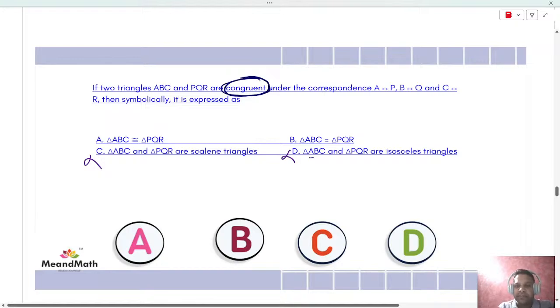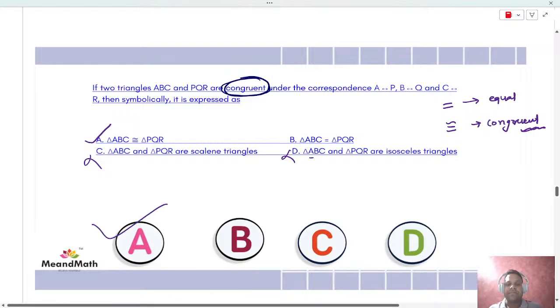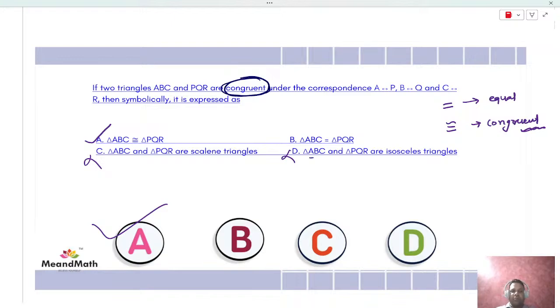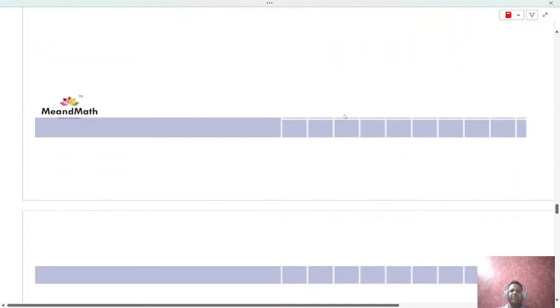Now option number A and B. Here two words are used: equal and this symbol. This is for equal, and this symbol represents congruent triangles. Congruent. So option number A is the correct answer. Why? Because we are talking about congruent, not equal. So option number A is the correct one. Okay. Next question of the session.